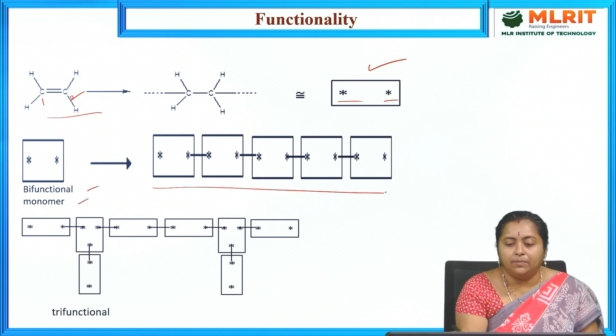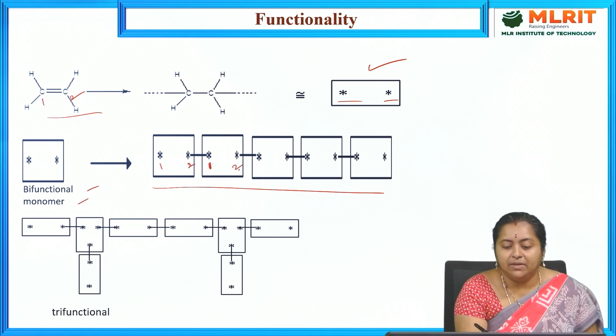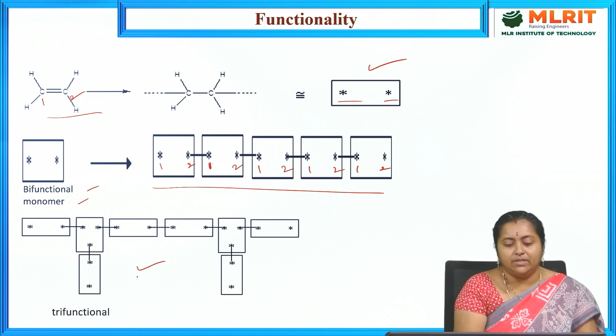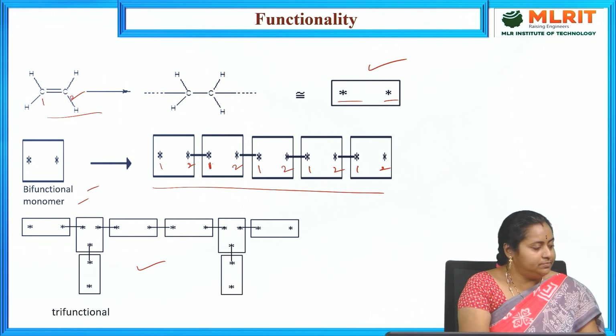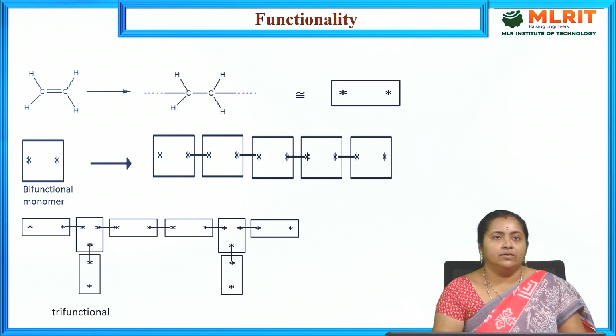During polymer linking, if you notice, linking takes place between C2 and C1. C2 of the first unit is going to link with the first carbon of the second unit, and similarly, 1, 2, 1, 2. So likewise, this is the example for a bifunctional monomer. In the case of a trifunctional monomer, this will be the linking. So what is functionality? Functionality is defined as the number of reactive sites or bonding sites present on the monomer molecule, which reveals the functionality of that monomer.